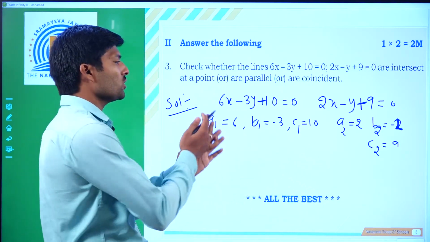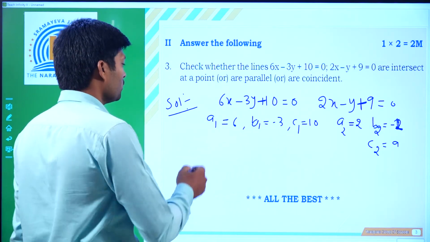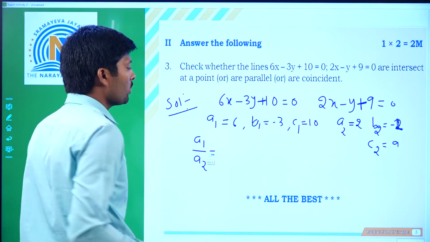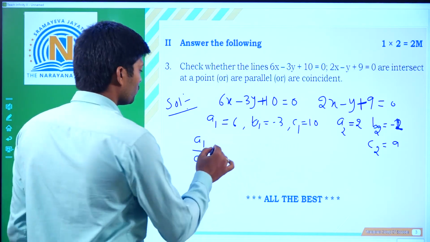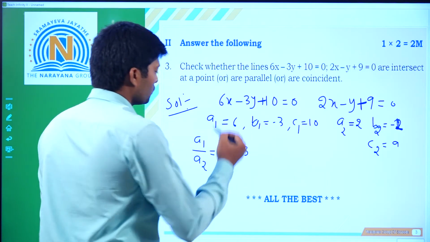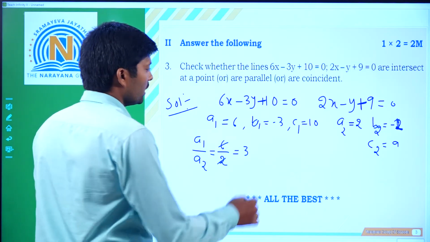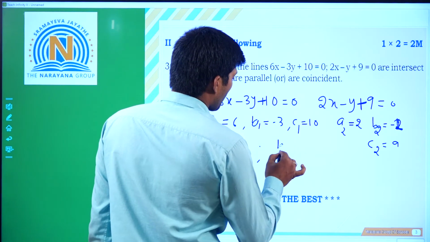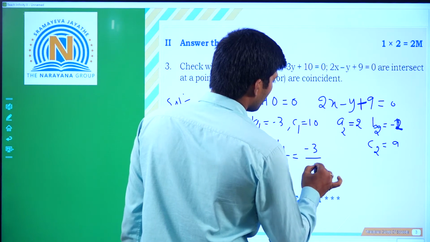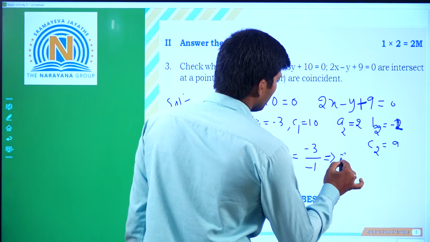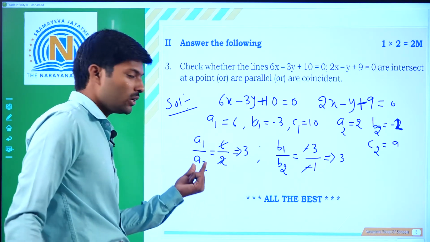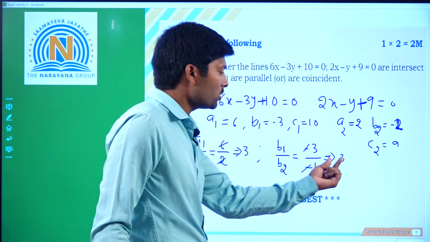Now, we have to take ratios of the respective variables. a1 by a2 is equal to how much? 6 by 2, which will become 3. So, a1 by a2 is equal to 3. Next, b1 by b2 is equal to minus 3 upon minus 1, which will become 3. Here the minus signs get cancelled. So, a1 by a2 is equal to 3 and b1 by b2 is equal to 3.